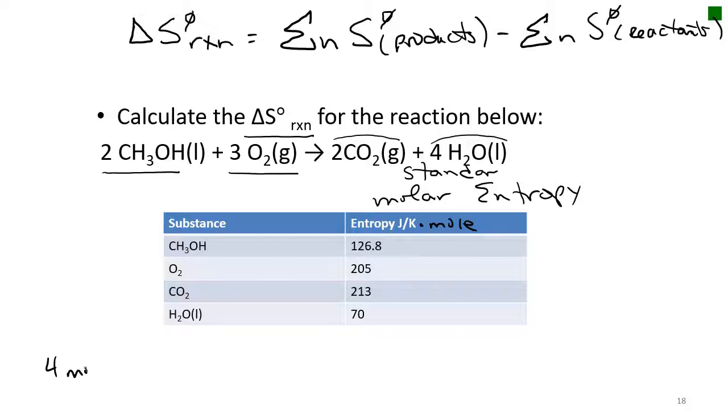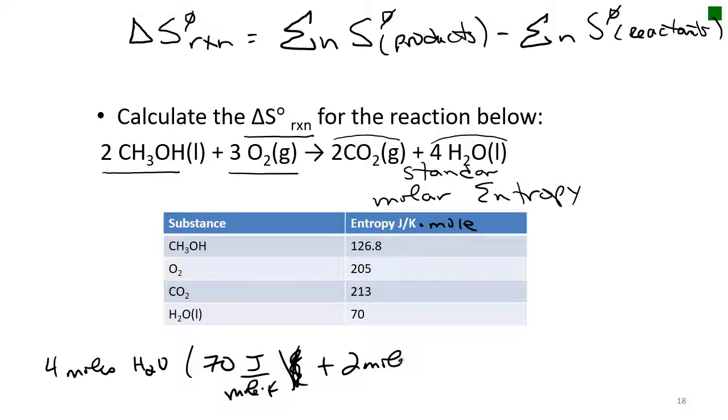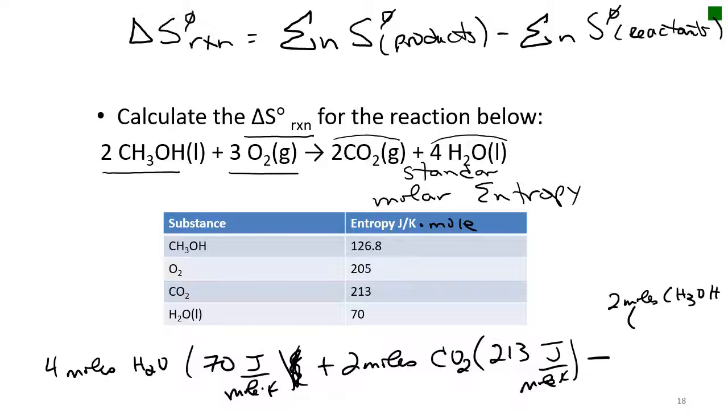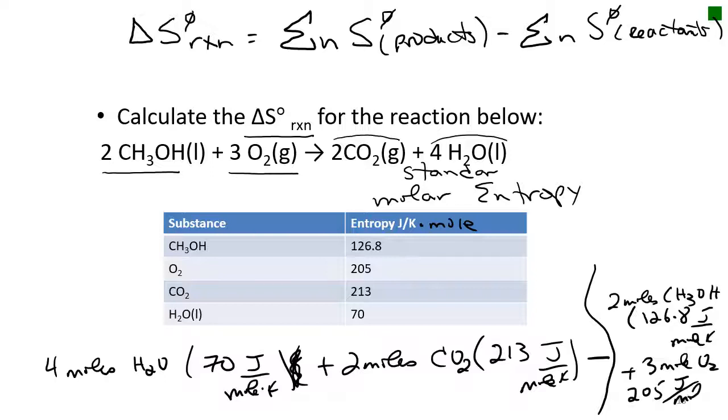So we're going to have 4 moles of water multiplied by 70 joules per mole K, plus 2 moles of carbon dioxide multiplied by 213 joules per mole K, minus our methanol, so 2 moles of methanol times 126.8 joules per mole K, added to 3 moles of oxygen multiplied by 205 joules per mole K.